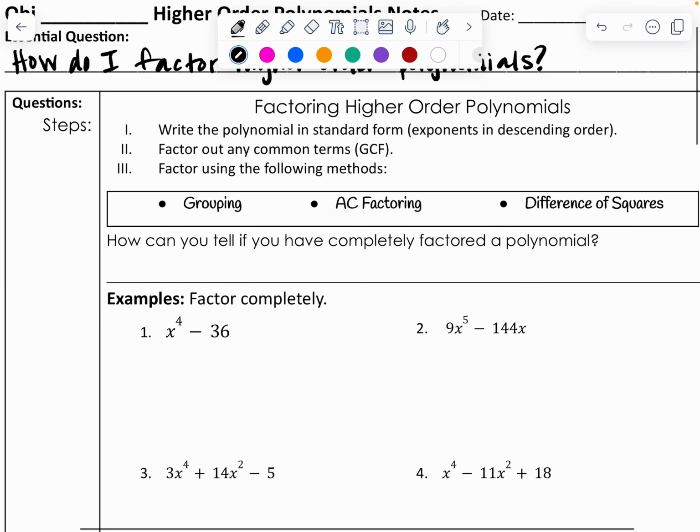So you're going to make sure that the polynomial is in standard form, factor out any common terms or the GCF, and then factor using one of the methods that we've learned so far: grouping, AC factoring, and difference of squares. So you just need to keep factoring until no other factors can still be broken down. You can tell you have completely factored a polynomial when none of the remaining factors can be broken down.